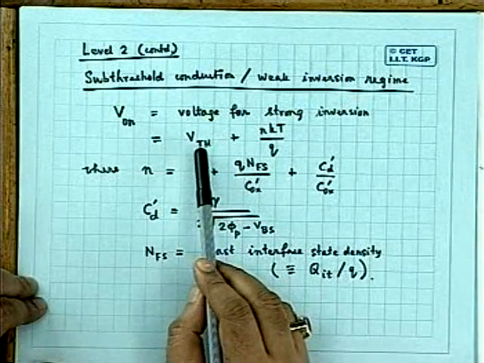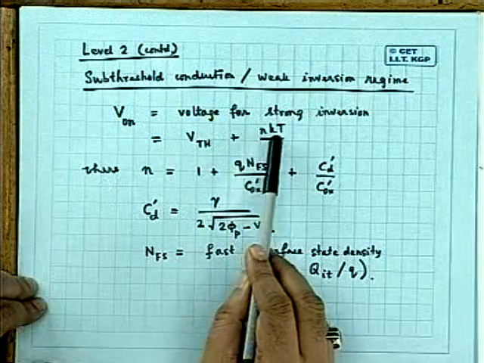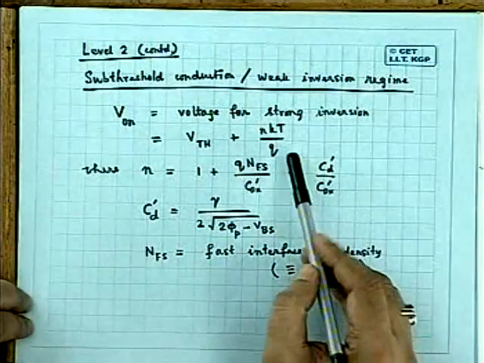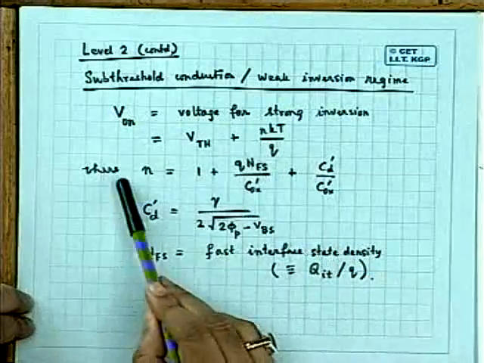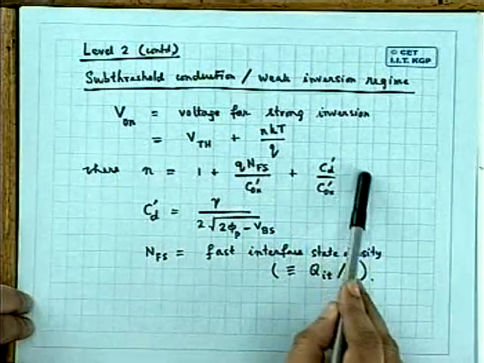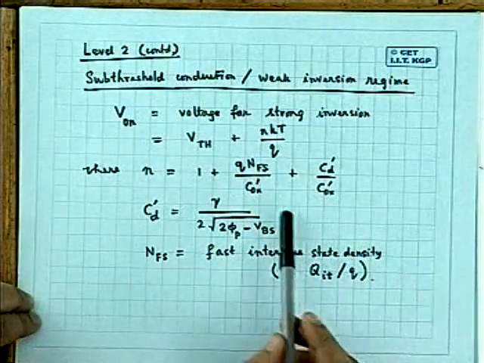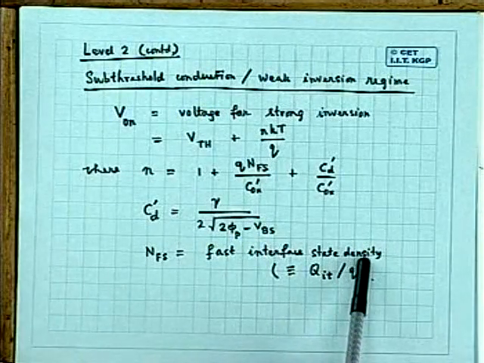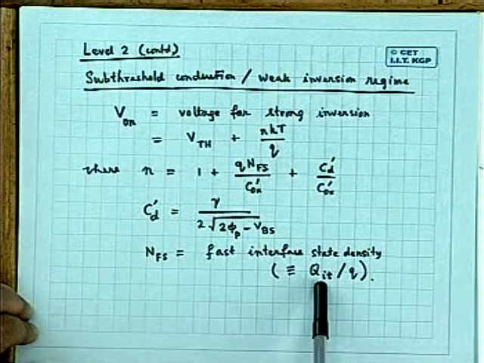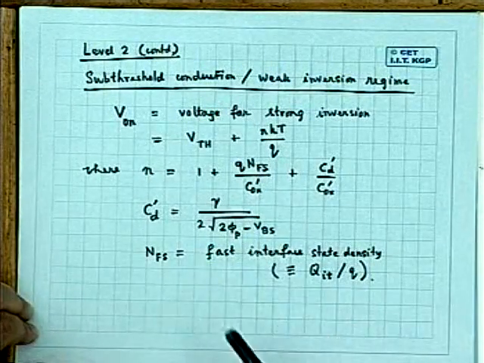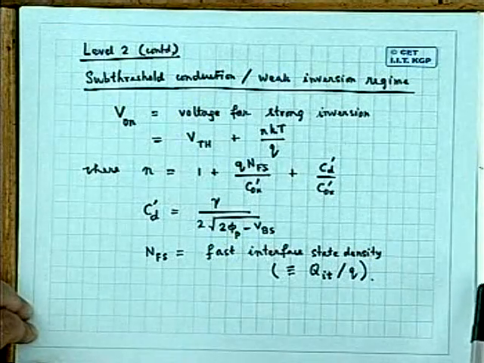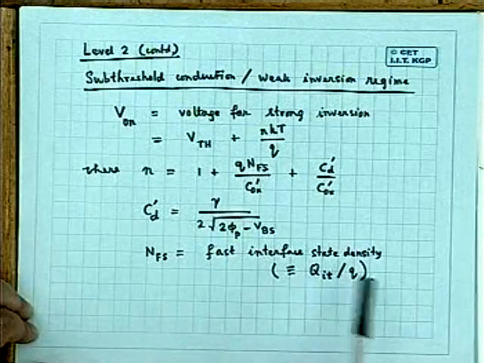VTH is the onset of threshold voltage, but then kT/q is the thermal voltage. So nkT/q means n Vth, where Vth means V small t small h, the thermal voltage. And that n can be approximated by a formula like this, which I am not deriving here. And here, what is NFS? NFS is a fast interface state density that SPICE defined, but actually this is nothing but the integral of DIT over the band gap. That means QIT by Q.